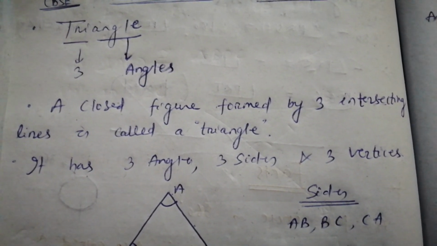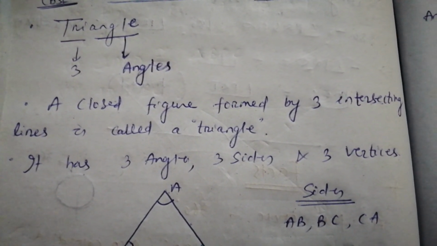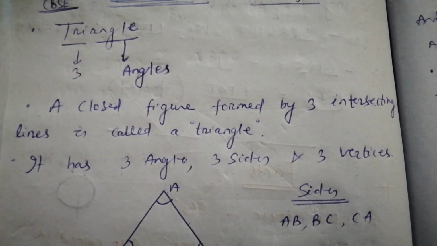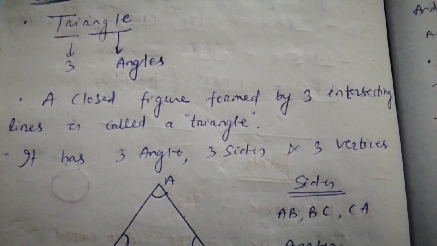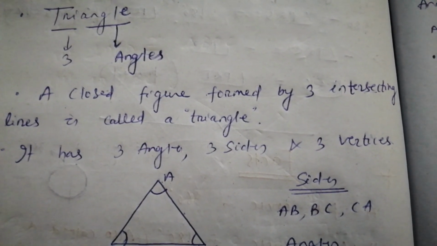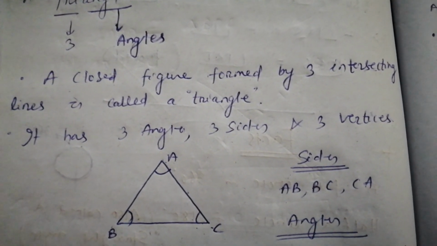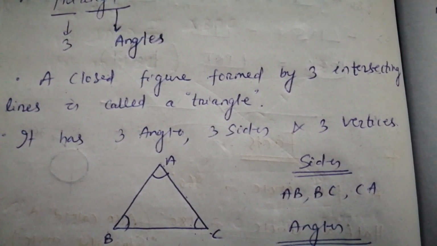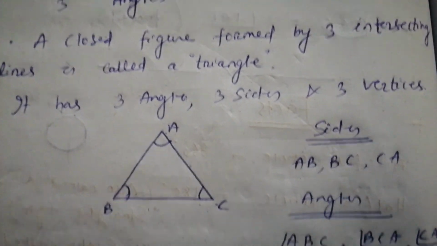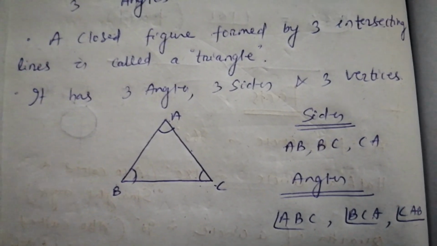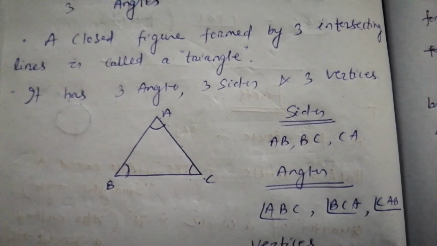We can divide the word triangle into two parts. One is tri, one is angles. So tri means three, angle means angles. So three angles constitute a triangle. Or else we can say a closed figure formed by three intersecting lines is called a triangle. It has three angles, three sides and three vertices.